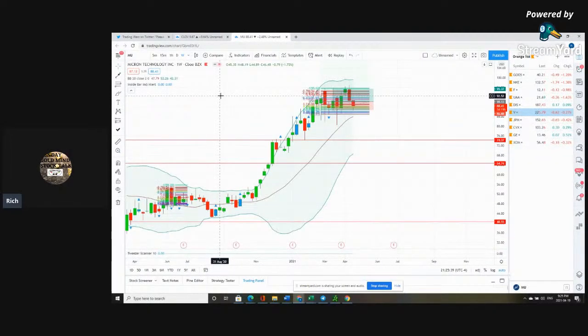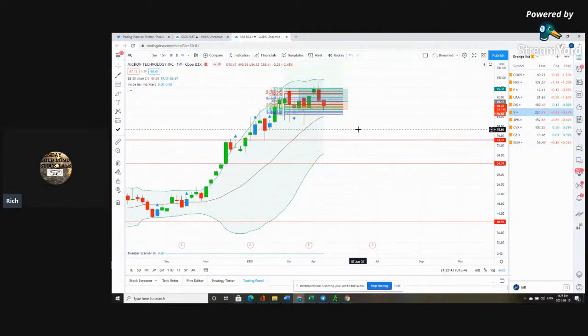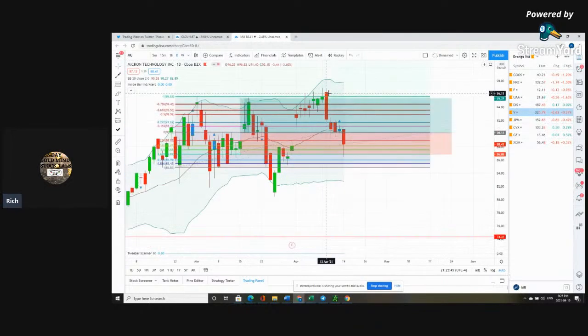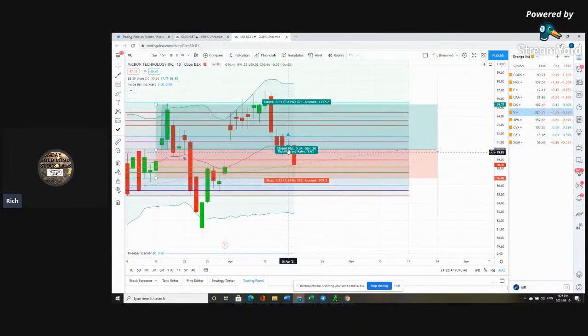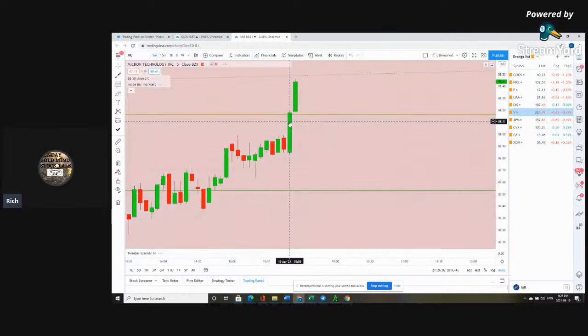MU. So MU right now. We had that inside bar that I called out yesterday, right? Yesterday I said to watch out for these as potential day trades. MU was one of my trades because on Friday it closed with a daily inside bar.